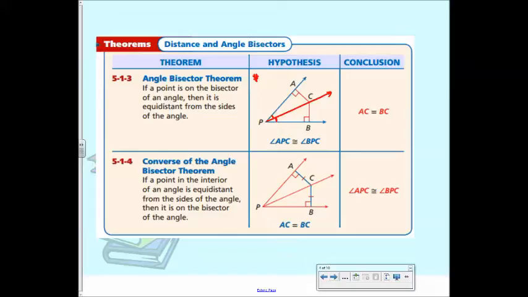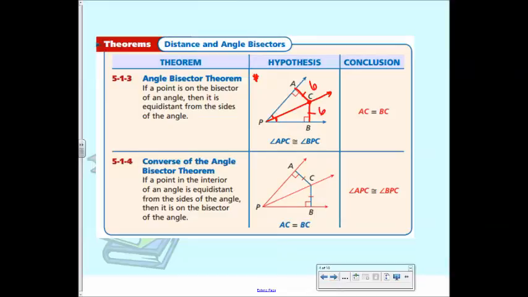If that's the case, then it is equidistant, so that means it is the same distance from this point C to get to A and to get to B. These must be equal to each other. So AC and BC must be equal to each other. So we would say then, let's say AC were 6, then BC would also have to be 6.